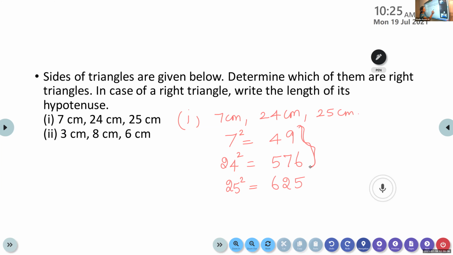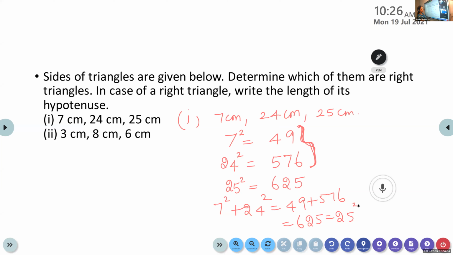Okay, so now we add these two numbers. When we add the squares of the smaller numbers, 7 square plus 24 square, which is 49 plus 576, equal to 625, isn't it? Which is the same as 25 square. Now, is it satisfying that condition? Sum of squares of two sides is equal to square of the third side. So 7 square plus 24 square is 25 square.